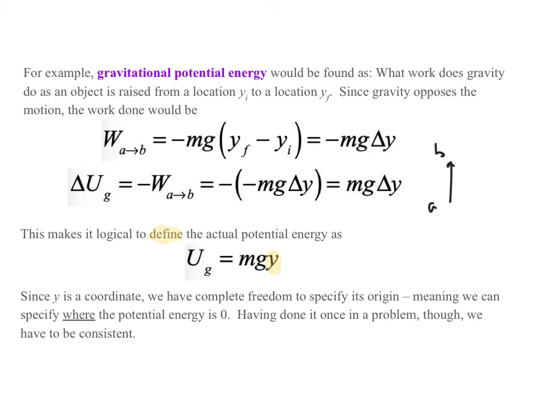Since y is a coordinate, we have complete freedom to specify its origin, meaning we can specify where the potential energy is 0. We can always pick the 0 point of the potential energy. Having done it once in a problem, though, we have to stay consistent or we'll get nonsense answers.